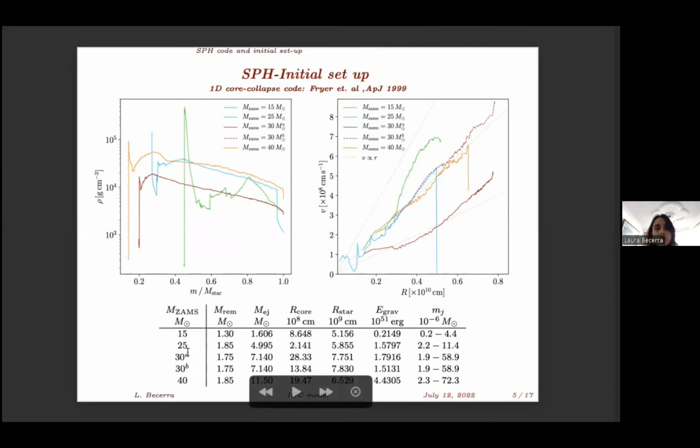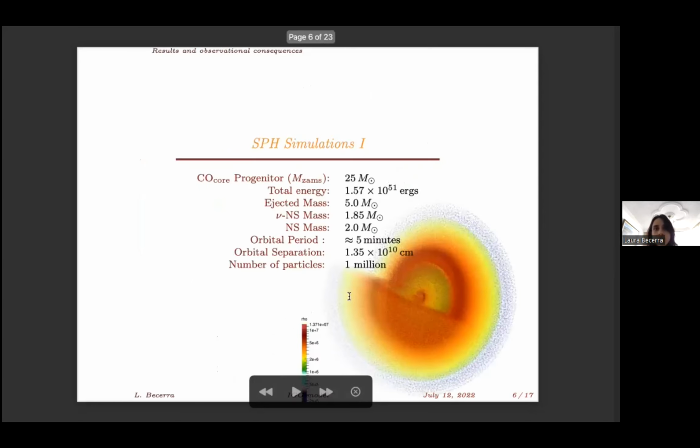So we have worked with many progenitors for the carbon-oxygen core. Here are the masses at the zero-age main sequence star. So they will have different properties at the moment of the collapse of the carbon-oxygen core. So here I will show you one of the simulations. This simulation was made with a carbon-oxygen core progenitor of 25 solar masses.